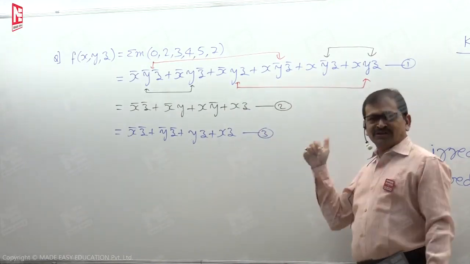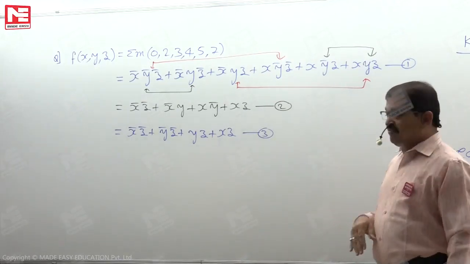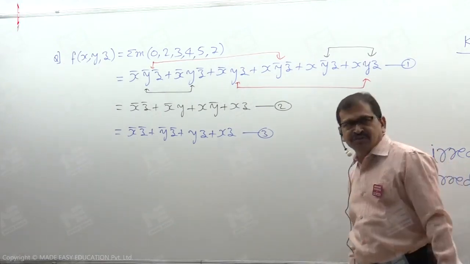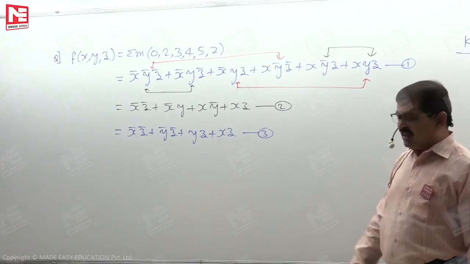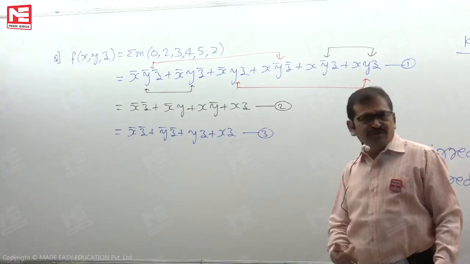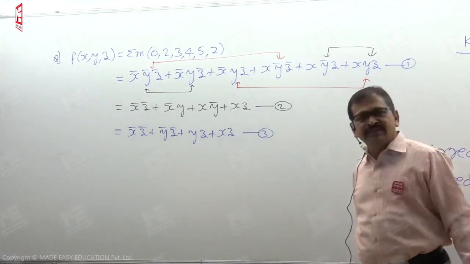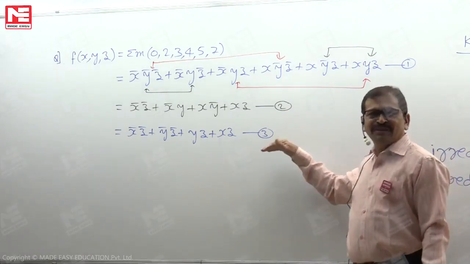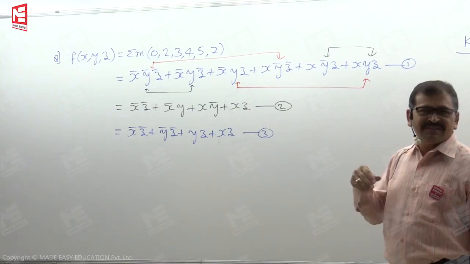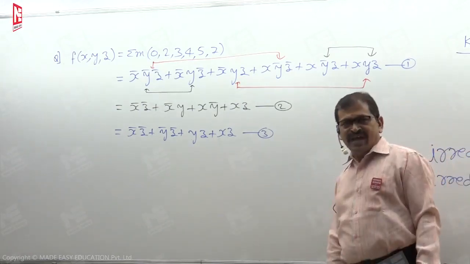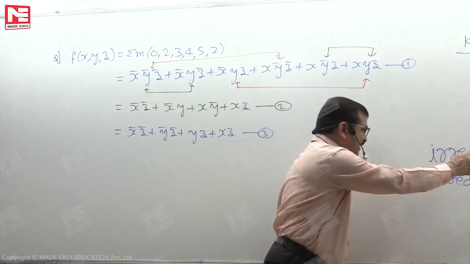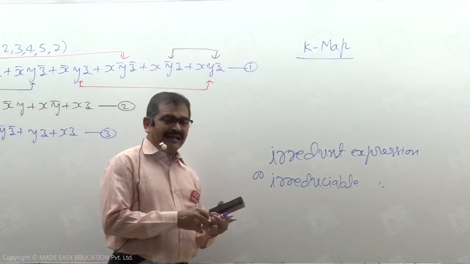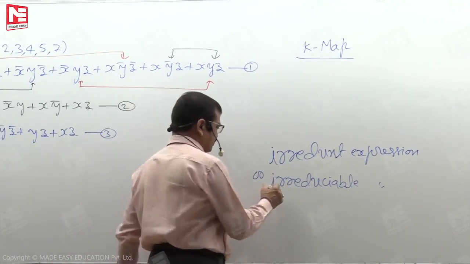As with equation 2, let us think about this equation 3. Is any further simplification possible on this equation 3? Let us try. If you try, you will answer that further simplification is not possible on equation 3 also. Once further simplification is not possible, we must call this equation 3 also an irredundant expression or irreducible expression.